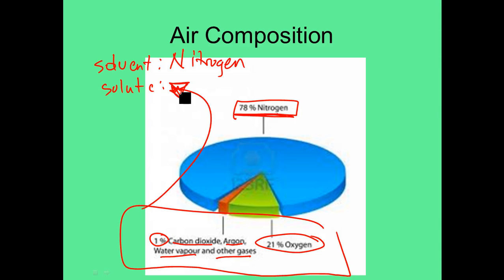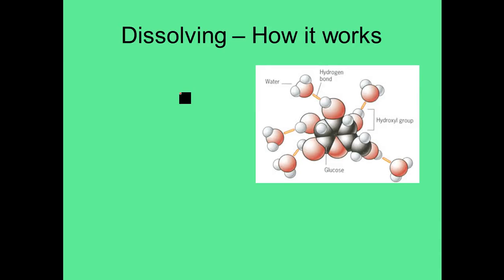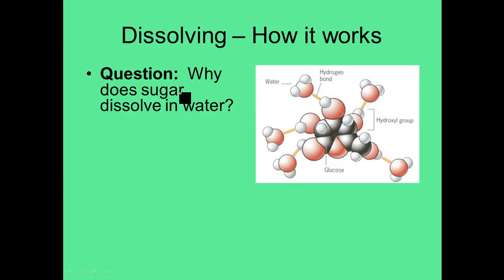Oxygen is one of the main solutes. There's a lot more of it than some of the others. We also have carbon dioxide and argon and nitrous oxide, various other gases, some helium. And so there are many different types of solutes in our normal air, but the solvent, since it's the most common one, is nitrogen. All right, so how does dissolving work?